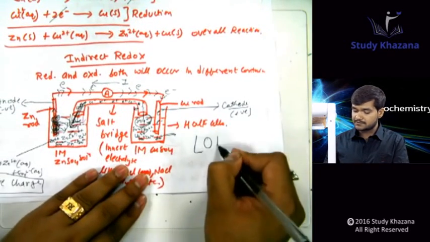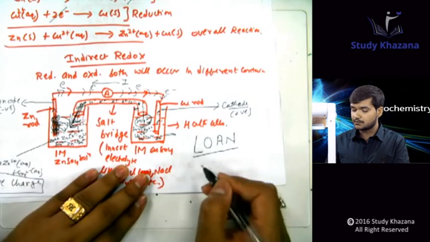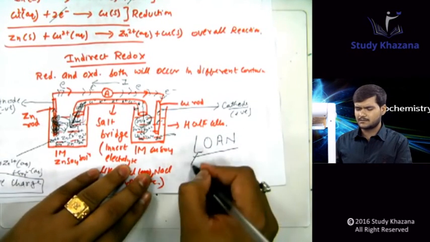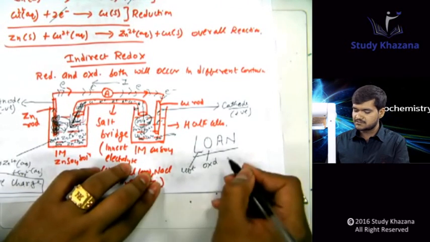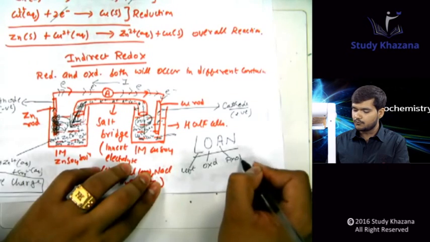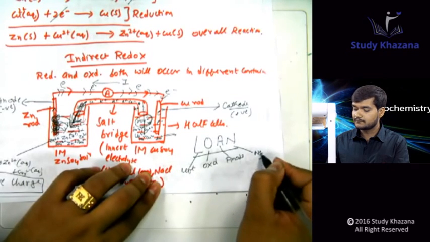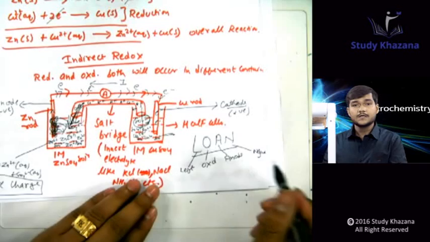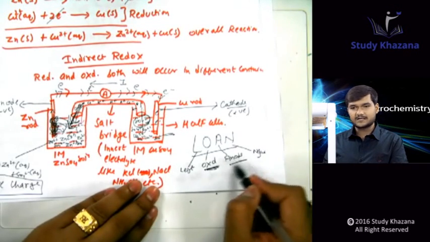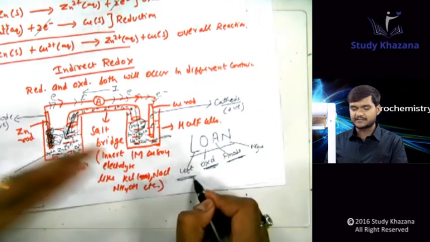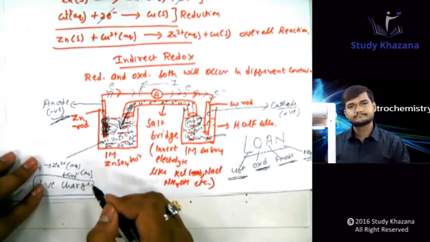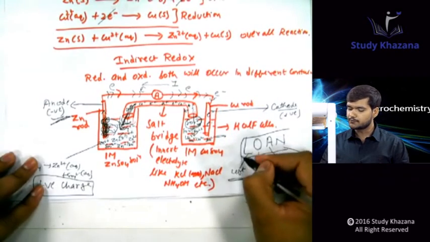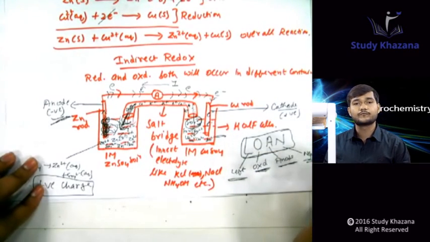Now I am telling you one rule that is called LOAN. What is LOAN? An easy way to remember this: L is left, oxidation, anode, negative. So the electrode on which oxidation occurs is your anode, and it is always present on the left hand side, and it is negatively charged. So you can remember it like this, from LOAN.